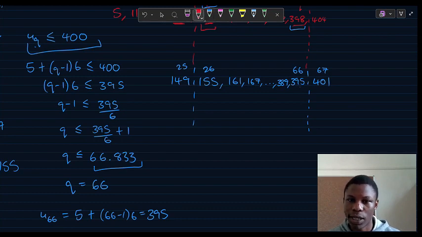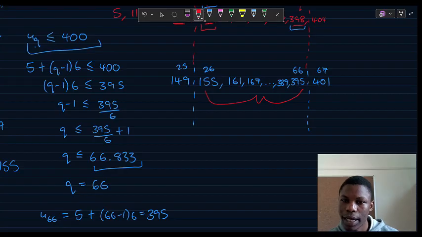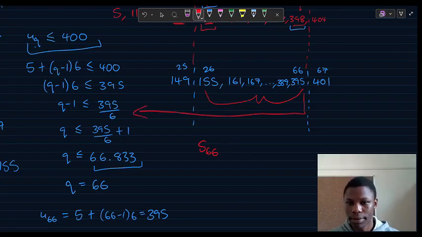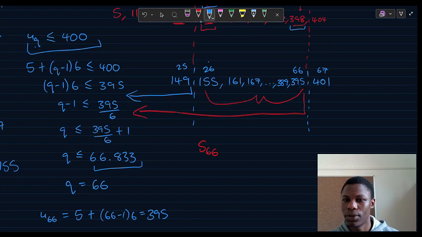And now all we want to do is find the sum of the numbers within this interval. To do that, we can take the sum of the first 66 terms, which gives us everything here, but we need to subtract the sum of the first 25 terms. Because if I remove the first 25 terms, I just remain with term 26 all the way up to term 66.